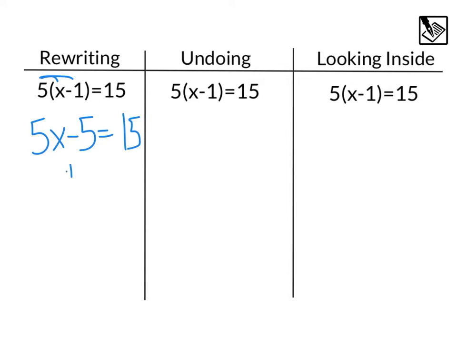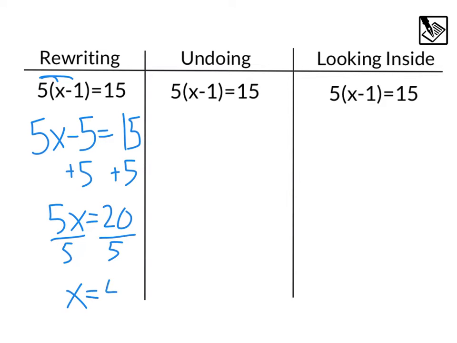From there, we could solve like we might normally solve. Add 5 to both sides, getting 5x = 20. Divide by 5, and we'd get x = 4. Now, this other part is actually a method that falls under undoing, but this first part, distributing to rewrite, is rewriting. Let's go over to undoing.